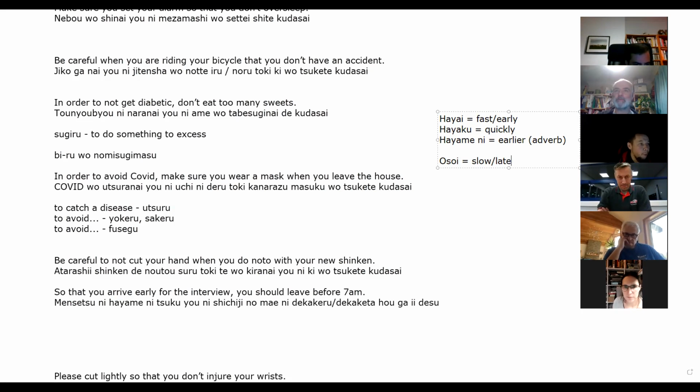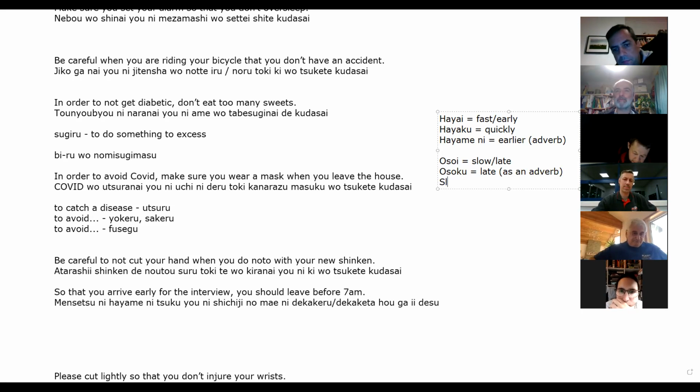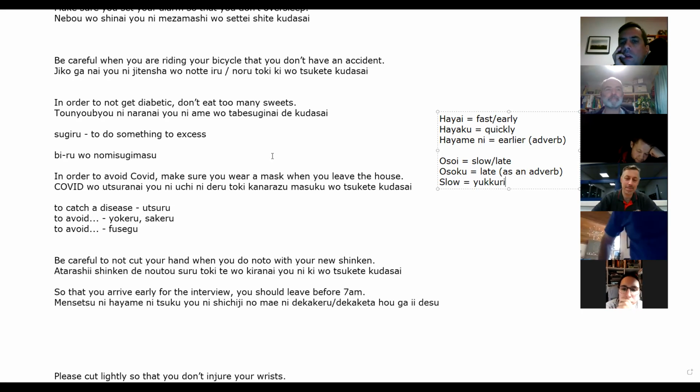And then a similar thing happens with the osoi. Osoku means, this doesn't make sense in English. It would be lately, the literal translation, but this doesn't actually work in English. So it would be late as an adverb. But to be slow, how do we say this? Tom? ゆっくり。Yukkuri, yes, good. Excellent.